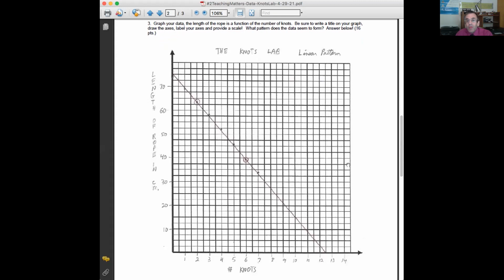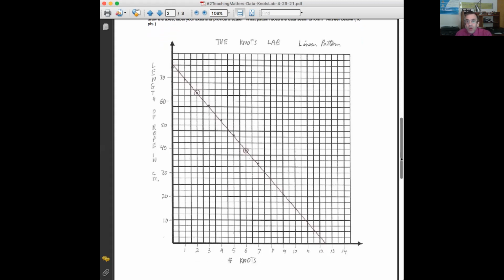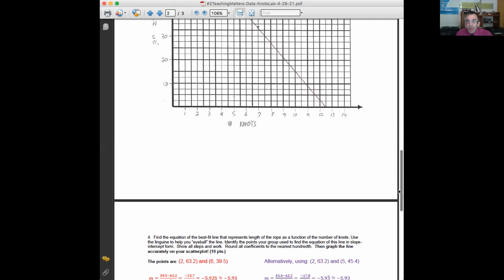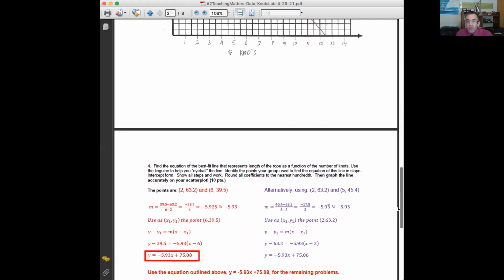And as you can see, we have 7 points that are plotted beginning up here on the y-axis. And if you notice, I have some points circled. Those points are used to come up with a mathematical model for this data. So what we want students to be able to do is to use a piece of linguini to find an eyeball line of best fit to help them identify which 2 points they want to use, and then use those 2 points to come up with a mathematical model.